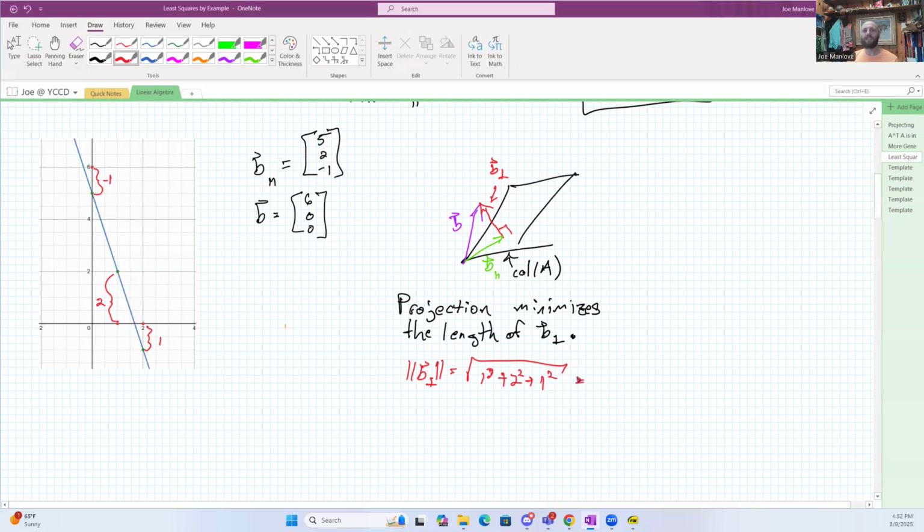So this is a magnitude of 2? No, it's not. I can do math. Sorry, my bad. This inner bit is 6, so I got the square root of 6 here. The square root of 6 is the shortest distance that I can say B is from the column space of A. So this is why we call it least squares.